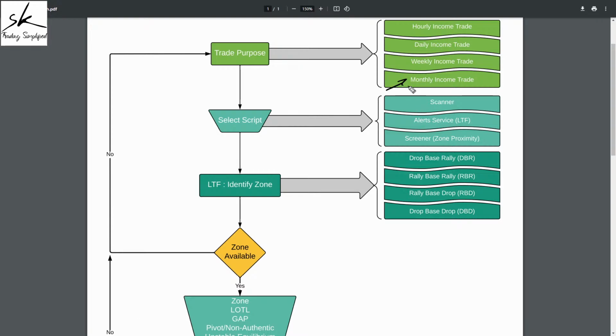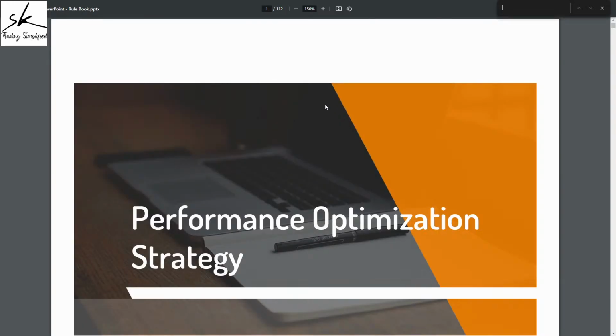So let's assume I want to plan monthly income trades. Now once I have opted for my purpose of trade, what is going to happen? From the rule book, I'll get to know what time frames I should be using.